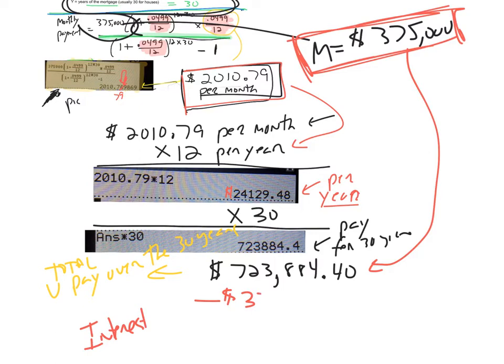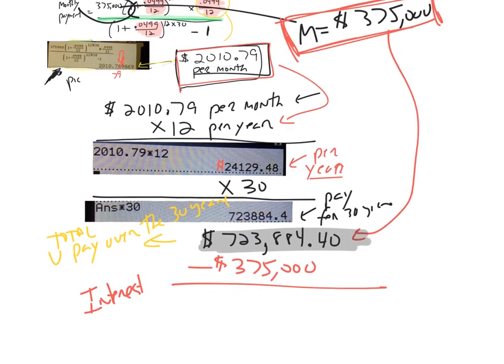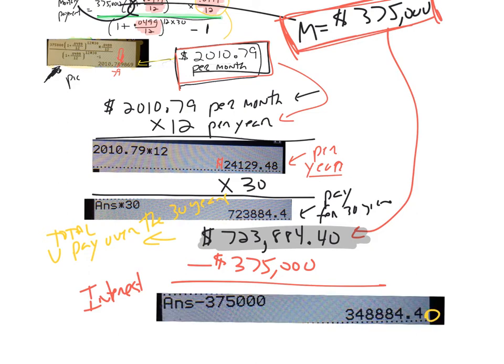You're going to subtract the $375,000 from the $723,884.40 you pay back. So when you subtract those two values, the interest that you end up paying for this mortgage is going to be $348,884 and, to two decimal places, 40 cents. So that's how much extra, that's how much interest you pay for your mortgage.